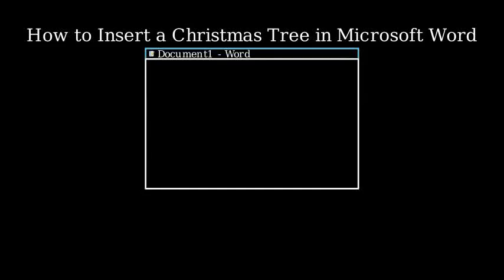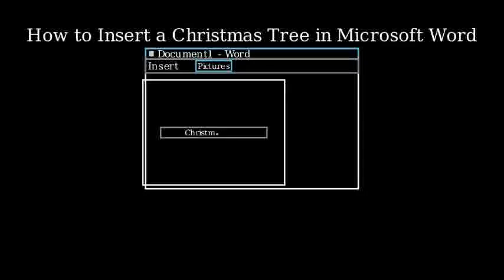First, place your cursor where you want the Christmas tree to appear. Next, click on the Insert tab in the ribbon. Then click on Pictures and select Online Pictures. In the search box that appears, type Christmas tree and press Enter. Browse through the results, select the image you like, and click Insert.